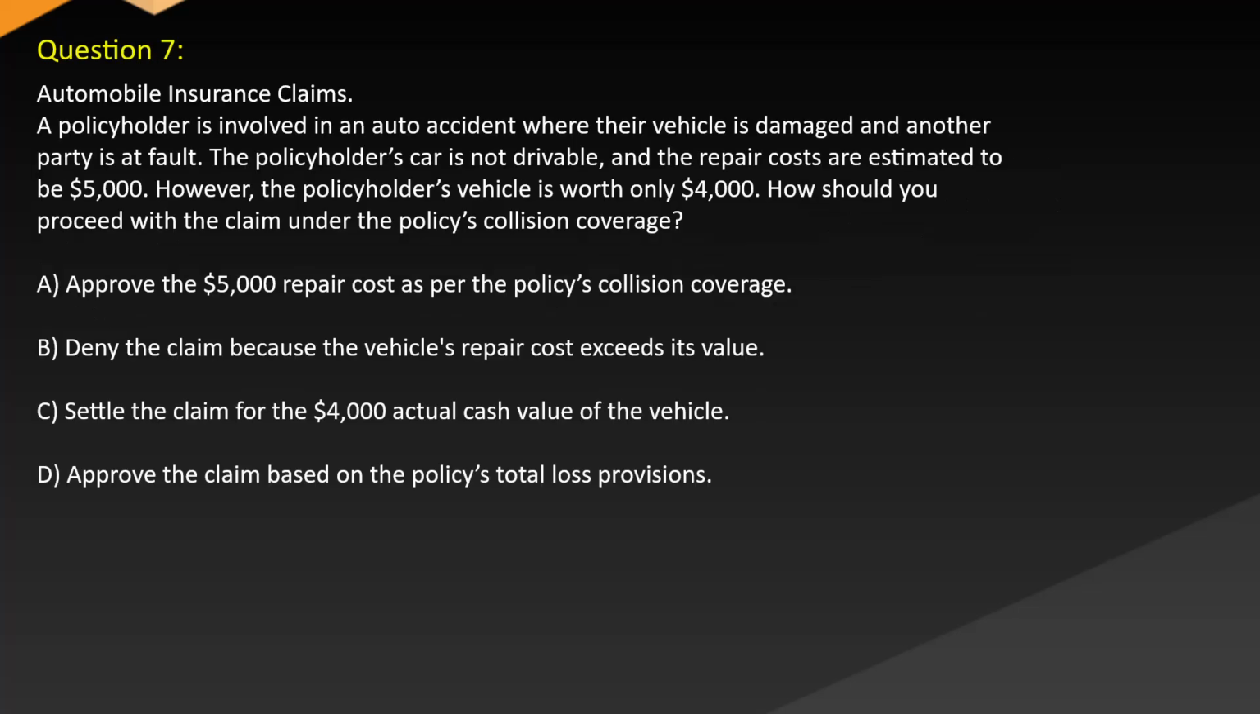Question 7. Automobile insurance claims. A policyholder is involved in an auto accident where their vehicle is damaged and another party is at fault. The policyholder's car is not drivable and the repair costs are estimated to be $5,000. However, the policyholder's vehicle is worth only $4,000. How should you proceed with the claim under the policy's collision coverage? A. Approve the $5,000 repair cost as per the policy's collision coverage. B. Deny the claim because the vehicle's repair cost exceeds its value. C. Settle the claim for the $4,000 actual cash value of the vehicle. D. Approve the claim based on the policy's total loss provisions.